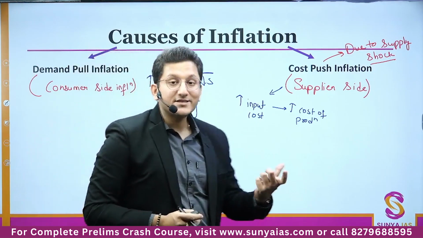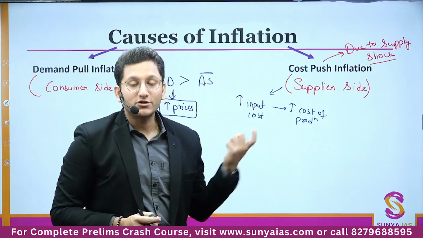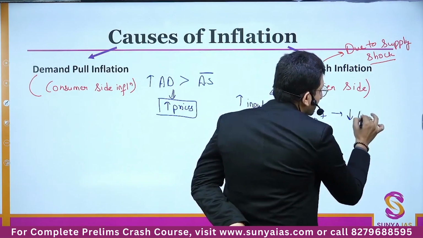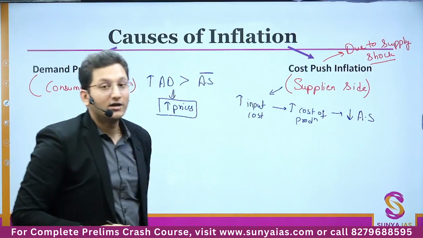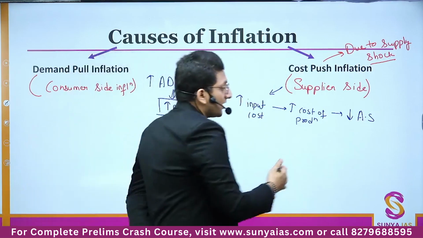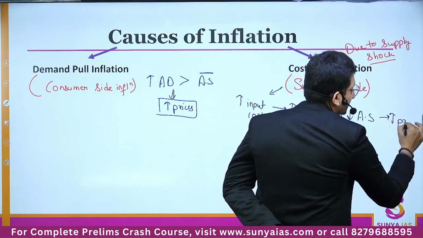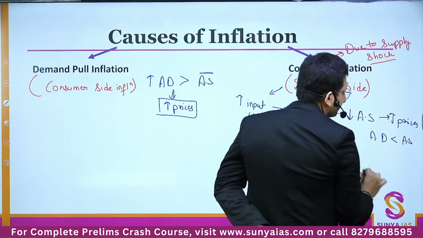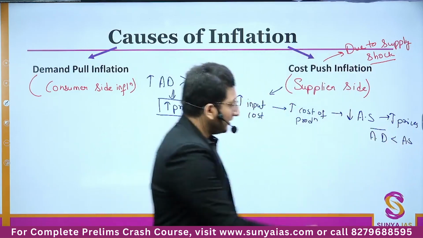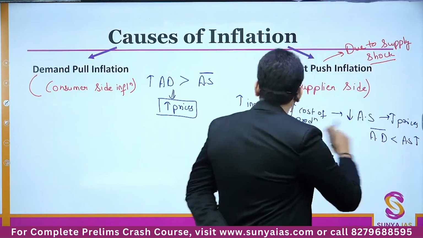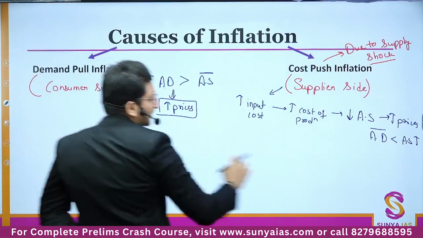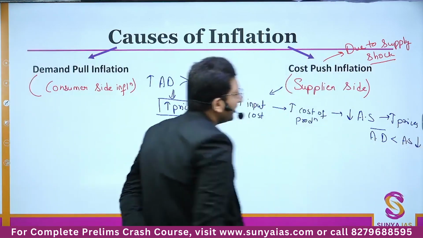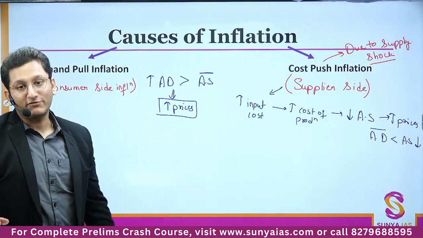They are going to produce less than 10 boxes in that 100 rupees because the input cost has been increased, right? And this will decrease the aggregate supply because of the increase in the cost of production, and then you will see there is an increase in the prices. So here the aggregate demand is less than the aggregate supply. Or you can say demand is constant while the aggregate supply is on the decreasing side. Aggregate supply is on the decreasing side, right? So this is what we call the cost push inflation.